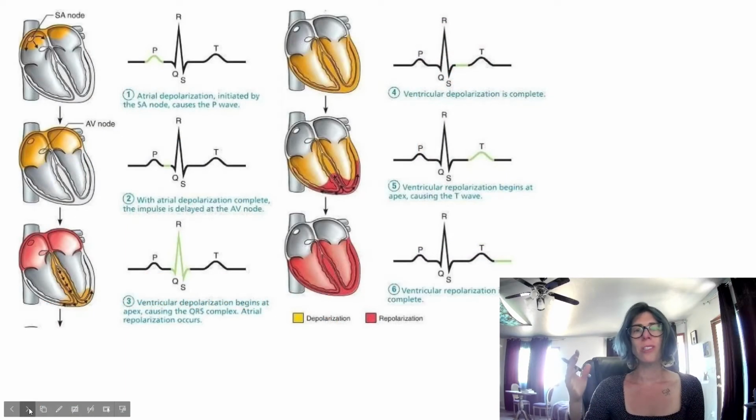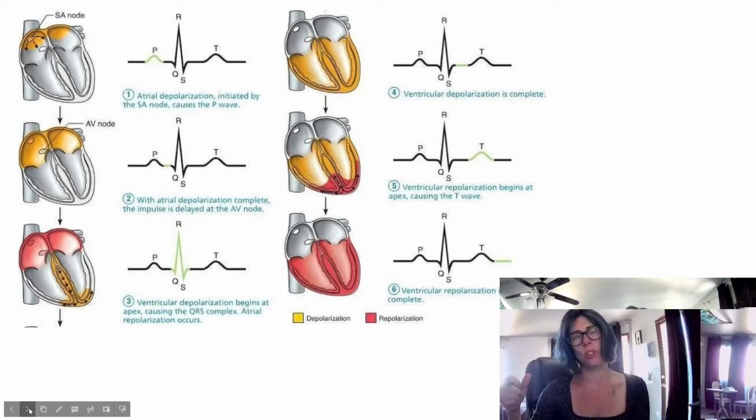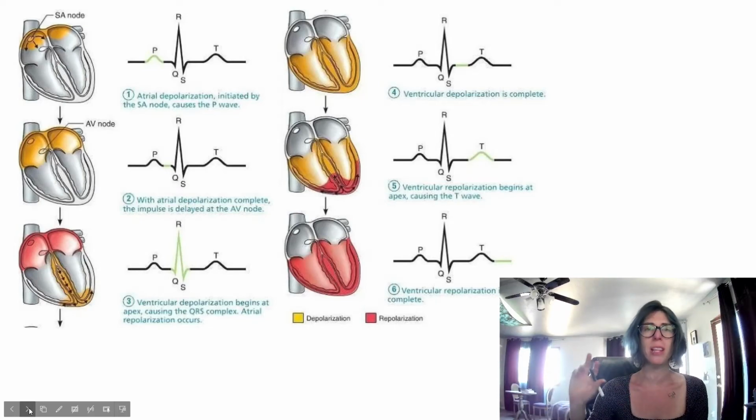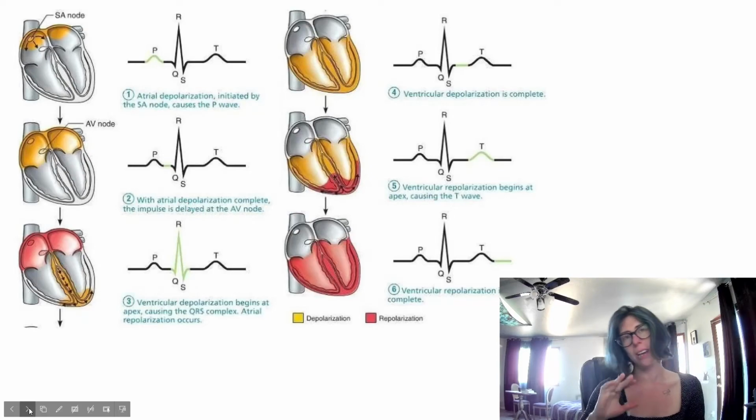Now, there's a slight delay between when the action potential passes through the myocardium and when it contracts. So you have an action potential first and then contraction. The EKGs here only show action potential movement. They don't show contraction. You're going to have to infer when the contraction happens. So this image shows depolarization in yellow and repolarization in red.